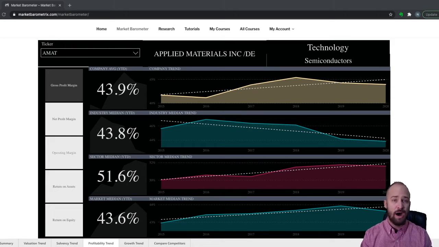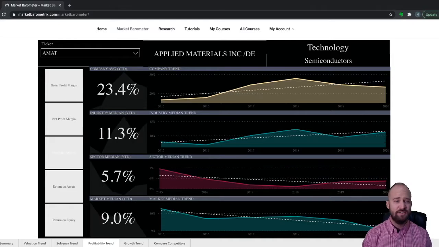Let's move on to operating income margin to see if there's any more information that we can gather from that level of profitability. Now that's interesting. Applied Materials is quite a bit more profitable than its industry, sector, and market peers at the operating margin level. And that's the type of inconsistency that we want to look for. While Applied Materials was basically in line with its peers as far as gross profit margin, when we get down to the operating margin level, we see that Applied Materials is substantially more profitable than its peers.